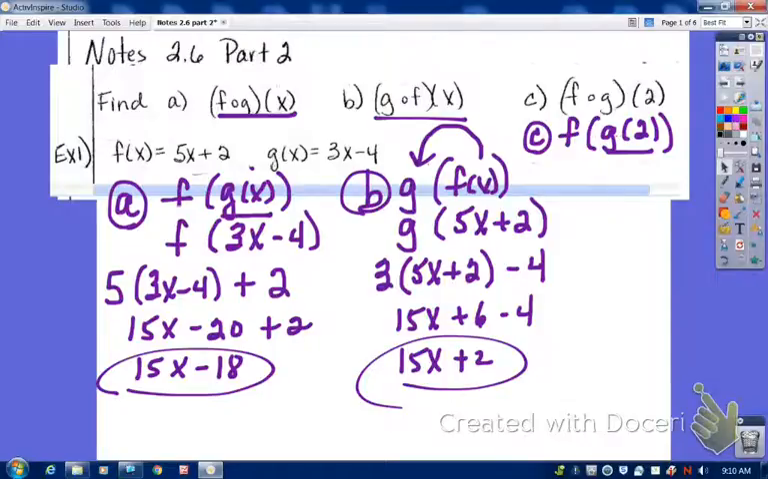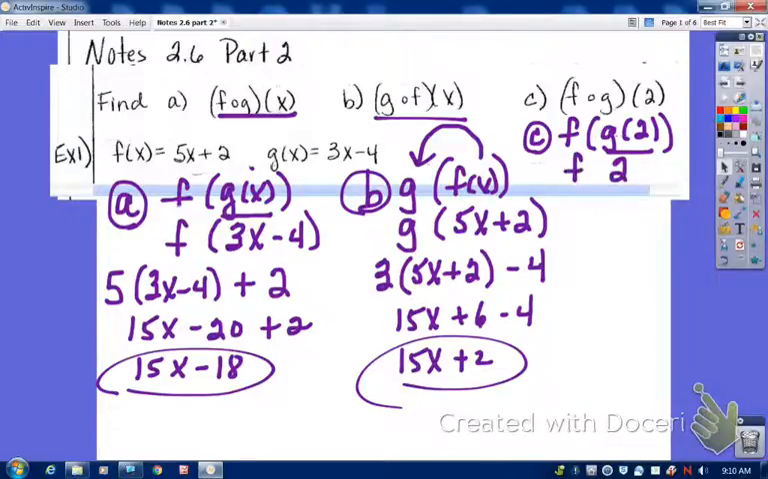So that means that 2 is going to come right here. You're going to do 3 times 2 is 6, 6 minus 4 is 2. So g of 2, and you're not always going to come up with the same number, that just happened there, g of 2 has a value of 2.